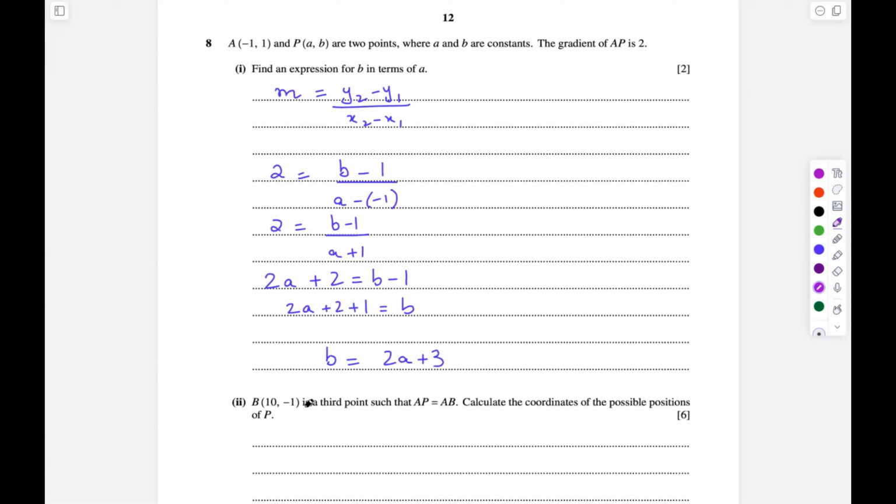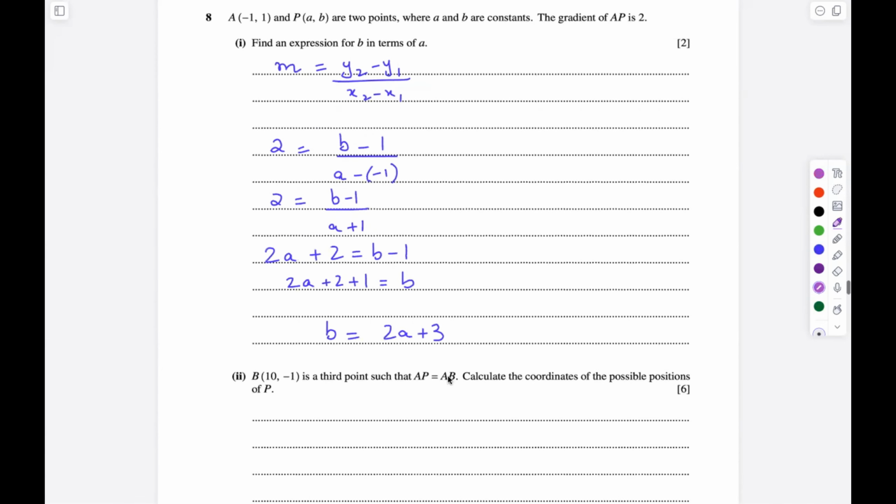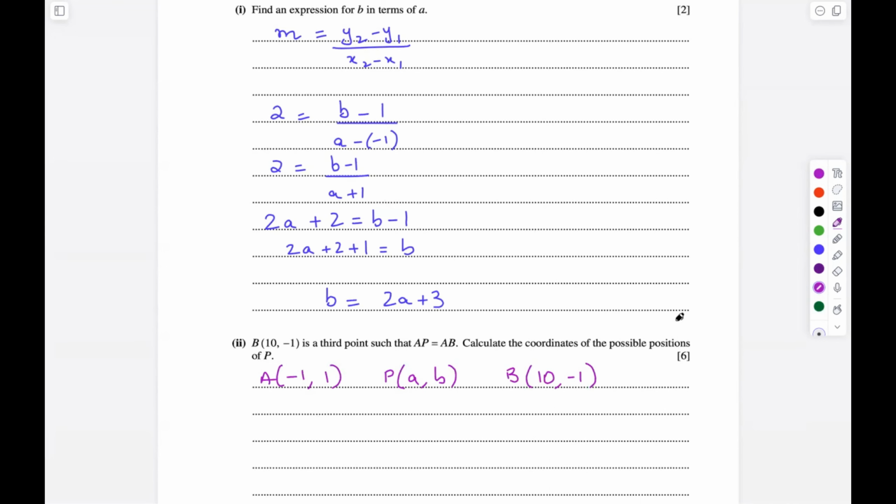In part b, it says that B is (10, -1) is a third point such that AP is equal to AB. We have to calculate the coordinates of the possible positions of P. Now, the lengths of AP and AB are equal. The coordinates of A are (-1, 1). The coordinates of P are (a, b), and the coordinates of B are (10, -1). So first finding an expression for the distance AP.